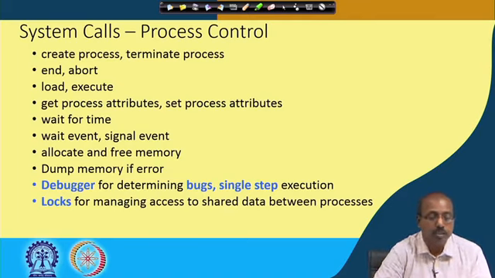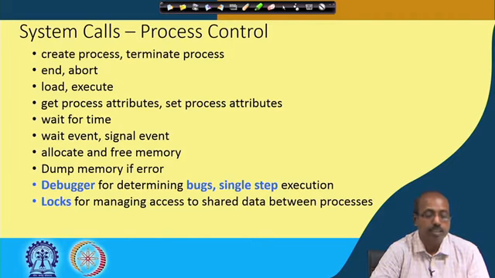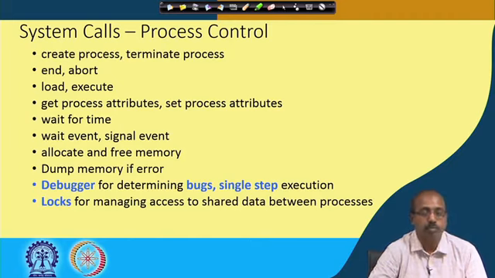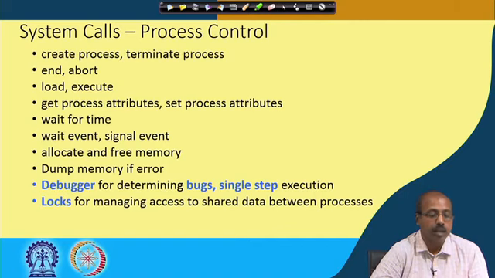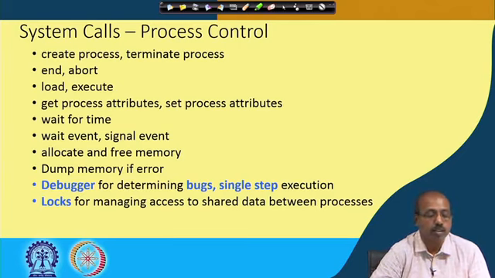To start with, the system calls for process control: they will create process and terminate process. So, these are related system calls, like create process or terminate process. We may want to end a process or abort a process. Ending is just terminating that process, while aborting is when in between there is some erroneous condition that has occurred, so we have to abort the call.